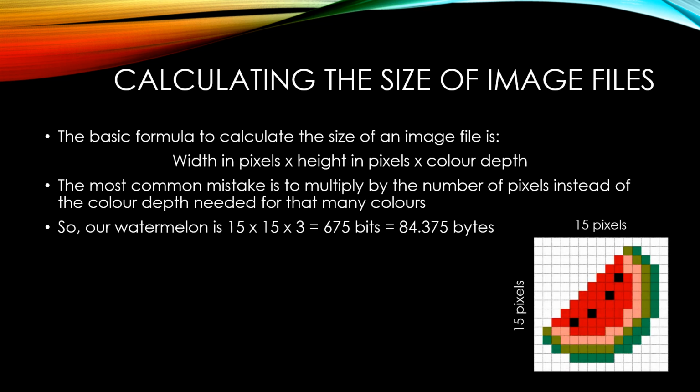So our watermelon that we see here is 15 by 15 by the color depth, which is 3, not the 6 different colors that are in it. This gives us 675 bits, or 84.375 bytes.